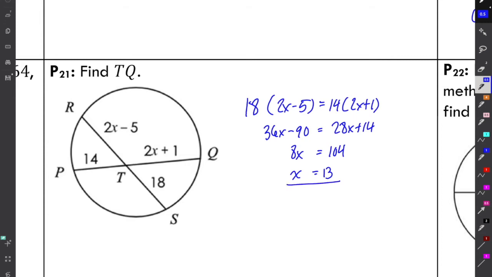TQ is just this 2x plus 1. So TQ is equal to 2 times 13 plus 1. 2 times 13 is 26 plus 1 is 27.